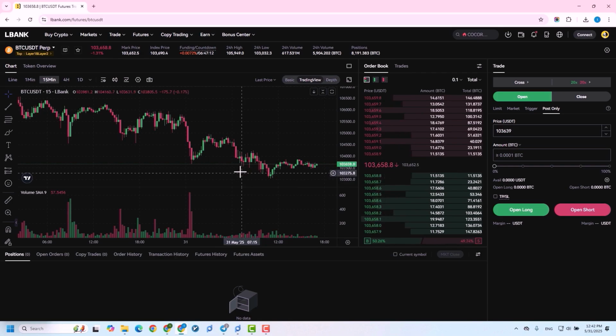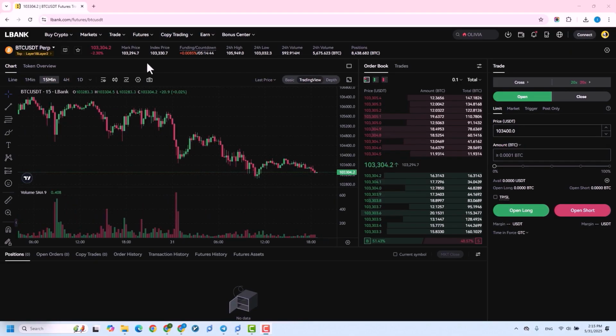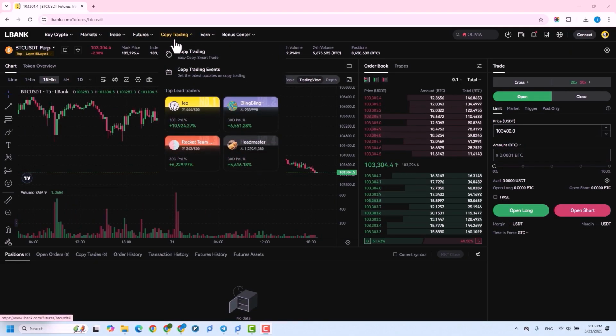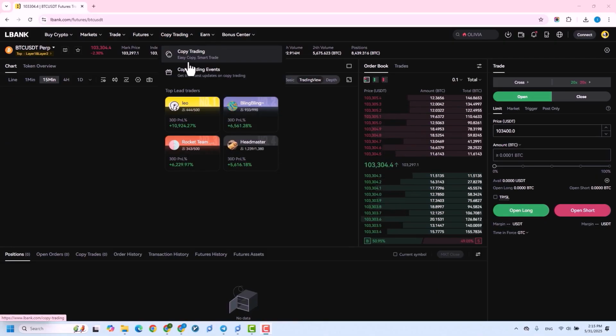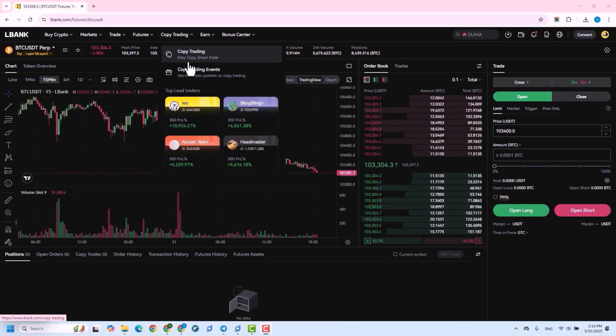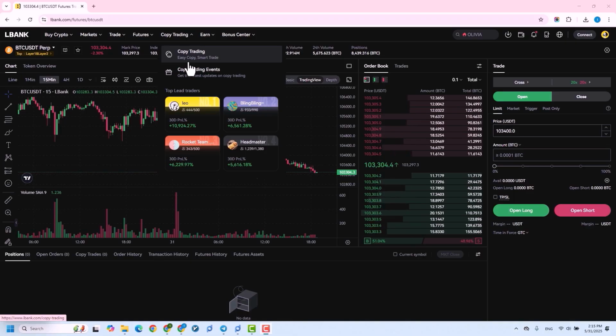At the top of the chart, you can change the time frame to 1 minute, 15 minutes, 4 hours, or 1 day, and you can view the chart in either basic or trading view mode. The next section is about copy trading, which consists of 2 subsections. With copy trading, easy copy, and smart trade, you can easily select and follow your desired trader with just 1 click.